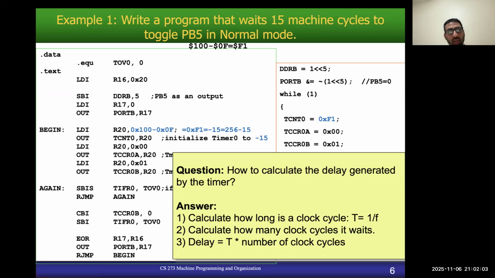For example, if you had a value of 0xF1, just like in this example, then after 15 machine cycles there will be an overflow. So it will wait for 15 machine cycles before the overflow happens. Then the delay will be equal to your time period times the number of clock cycles for which you waited before the overflow happened. So in this case it will be T times 15.